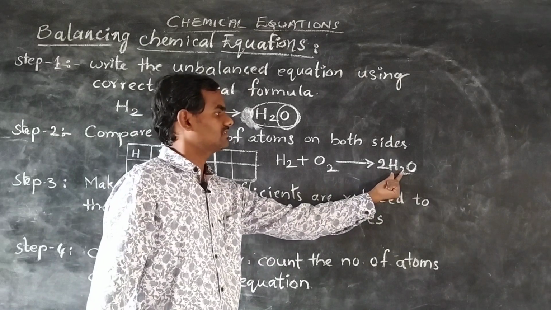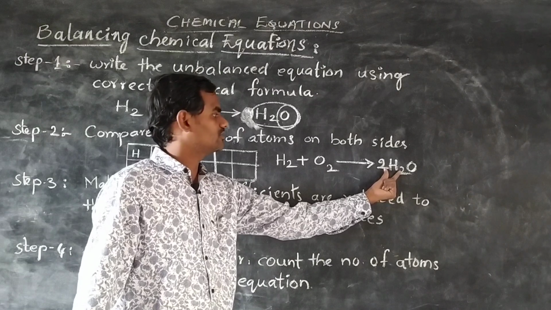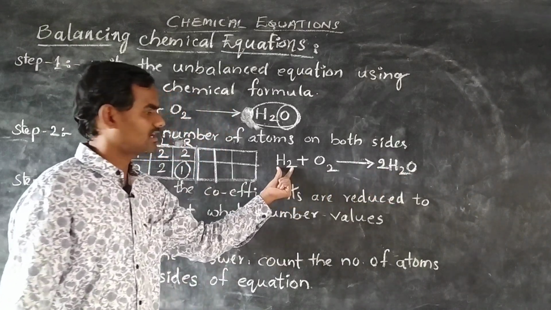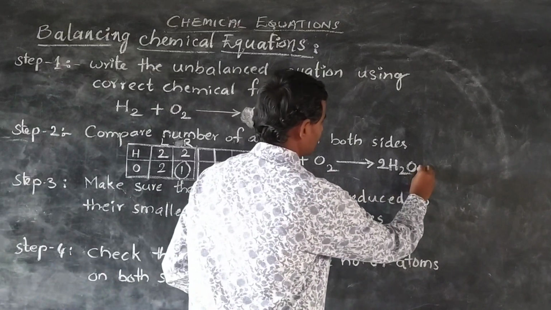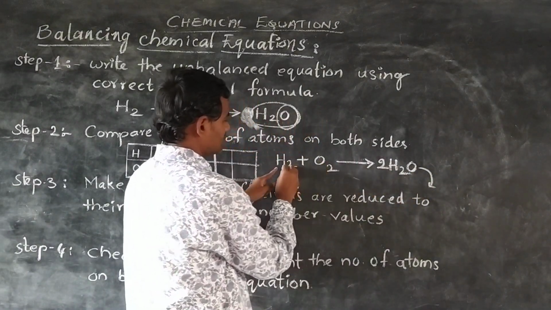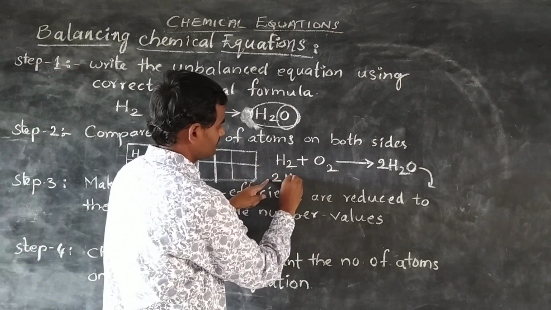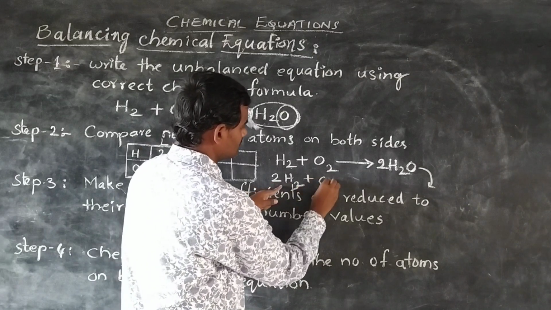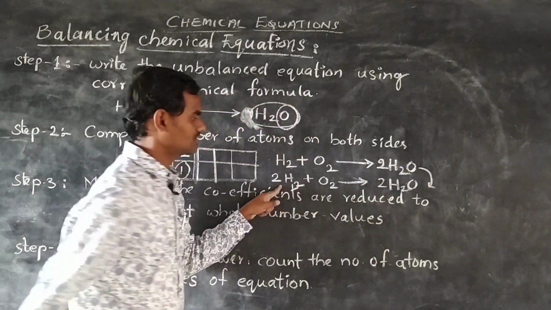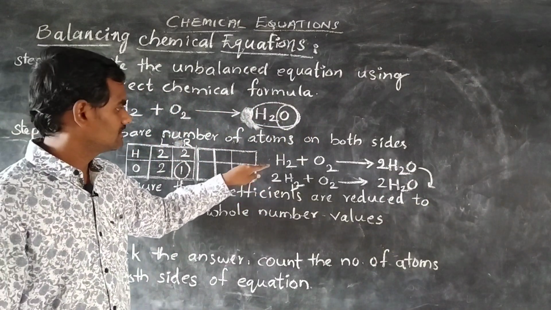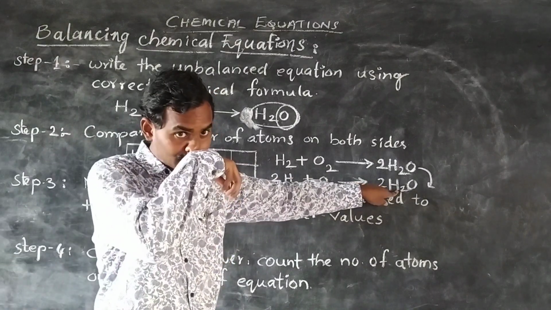Now check whether the hydrogens are equal after balancing. Now the hydrogens are becoming 4 here, while on the left the hydrogens are 2. So we have to balance the hydrogens also. We change the hydrogen number by placing 2 here. In the next step we place 2 here: 2H2 plus O2 gives rise to 2H2O. So this is the complete balanced equation.